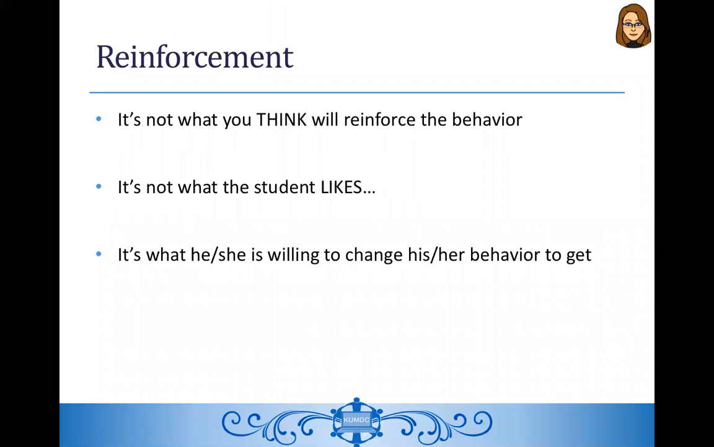So it's not what you think will reinforce the behavior. It's not what the student likes even. It's what he or she is willing to change his or her behavior to get in that moment in time. And that can change today, from yesterday to the day after. It can change moment by moment. So it's what the student is willing to change their behavior to get at that moment.